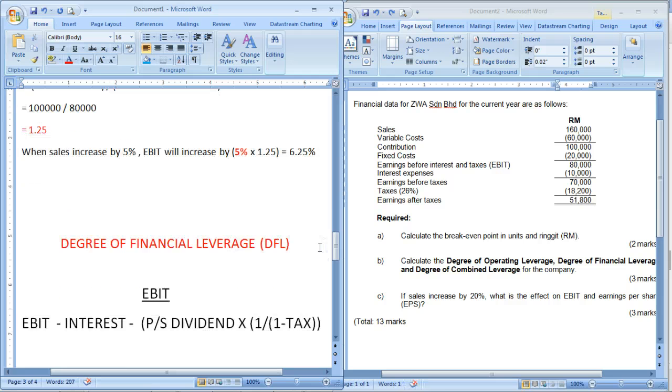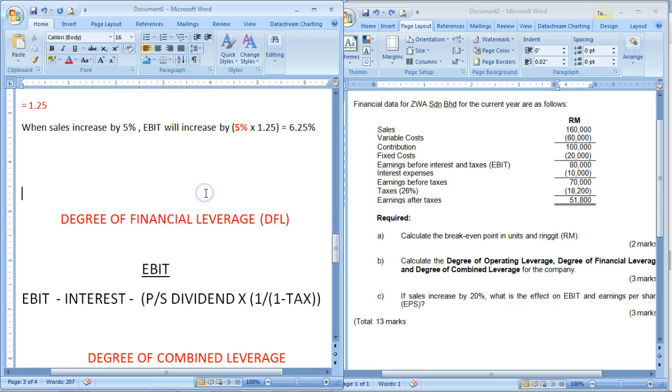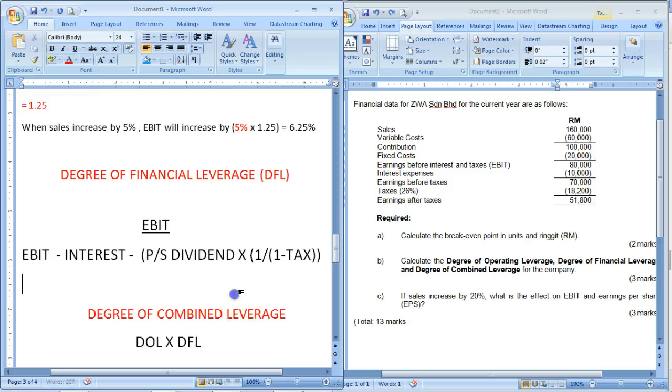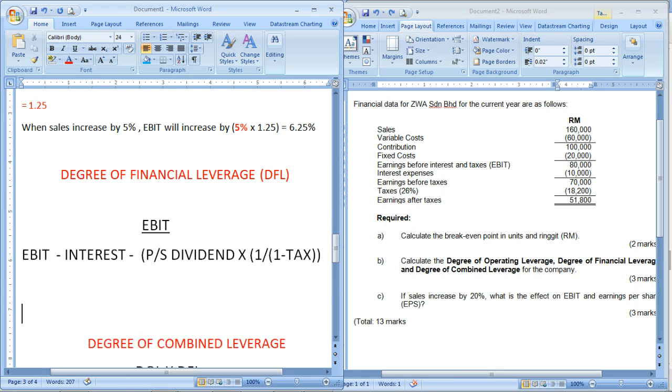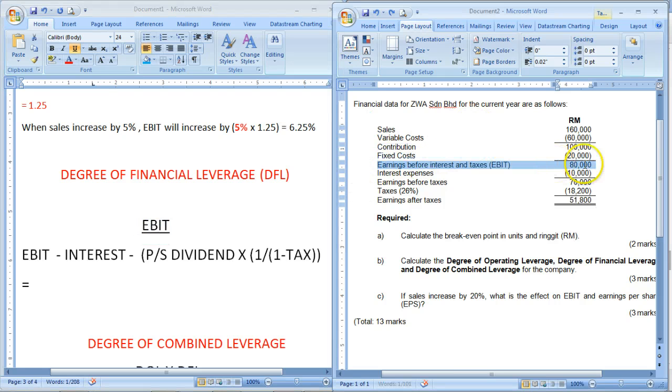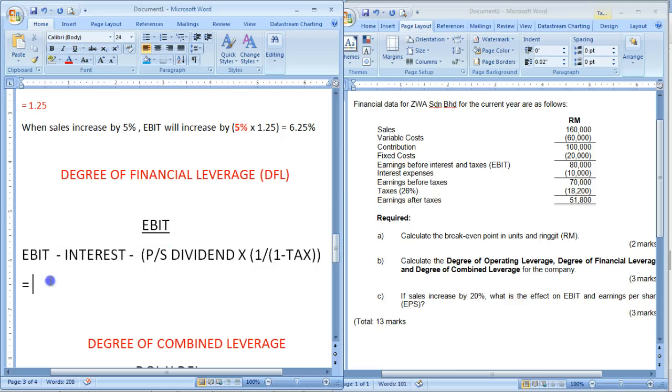Right, do the same thing for DFL, but the DFL is between sale and, correct, EPS. Sorry, just want to test you. Sale and EPS is what? Sale and EPS is for DCL. DFL is EBIT and EPS. Good, good. You're very good. I know my students are clever. Okay, DFL is what? Use the same one. EBIT, which one is EBIT? Earning before interest and tax. It's a direct question, class.